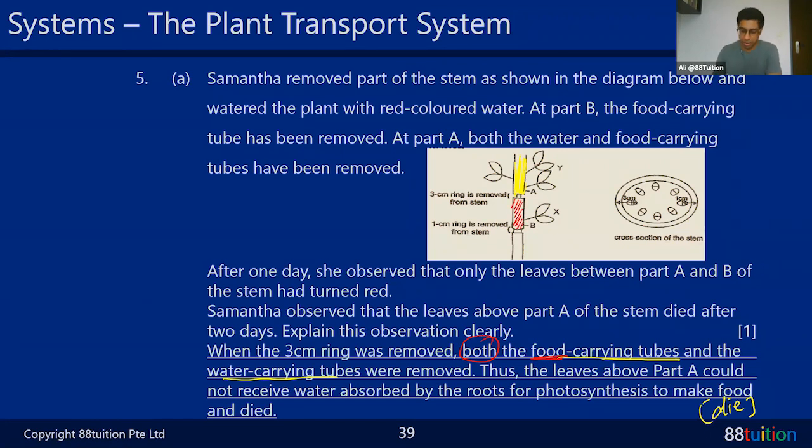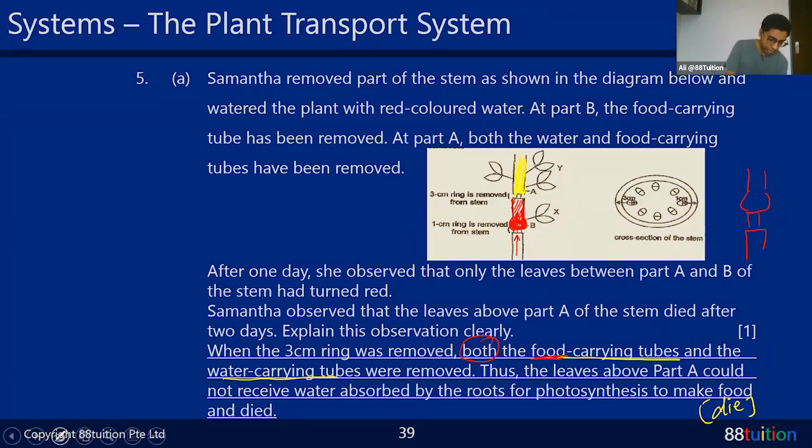Where will the swelling be? Remember, she only cut 1 cm. So water will go up. It will continue to go up. Whereas food, trying to go down, will not. So there will be a swelling here. Again, you need to be able to draw this, right? So therefore, it will be like this. Swell. And then straight. Can you see?